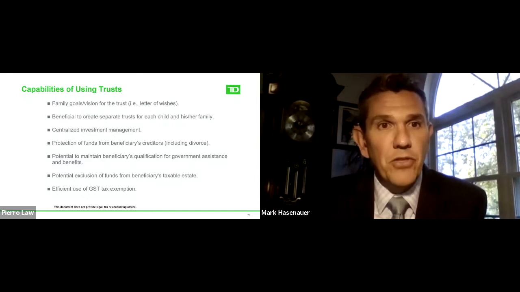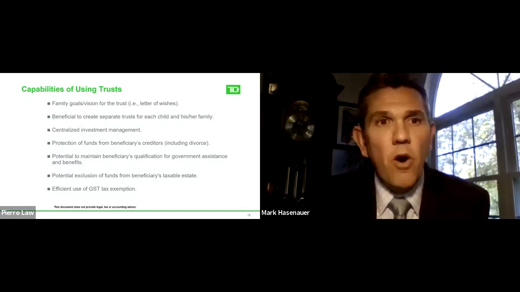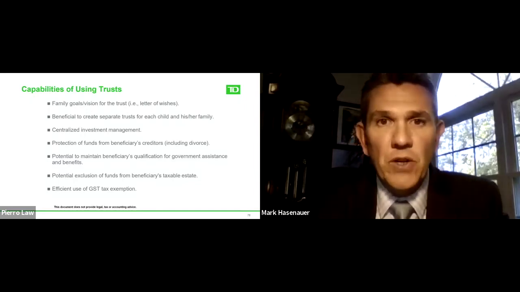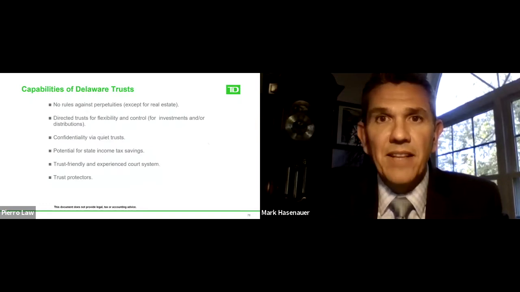And then the third area, which we can go to on the next slide, is we can offer the option to serve as a trustee or co-trustee and help to administer any trusts that they create either during life or upon death.